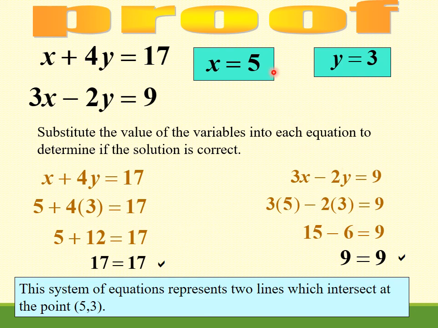What about if we put 5 here? 5 times 3 minus 3 times 2. So 5 times 3 is 15, and then 3 times 2 is 6. So if you say 15 minus 6, then you get 9. 9 is equal to 9, and then the condition is satisfied.